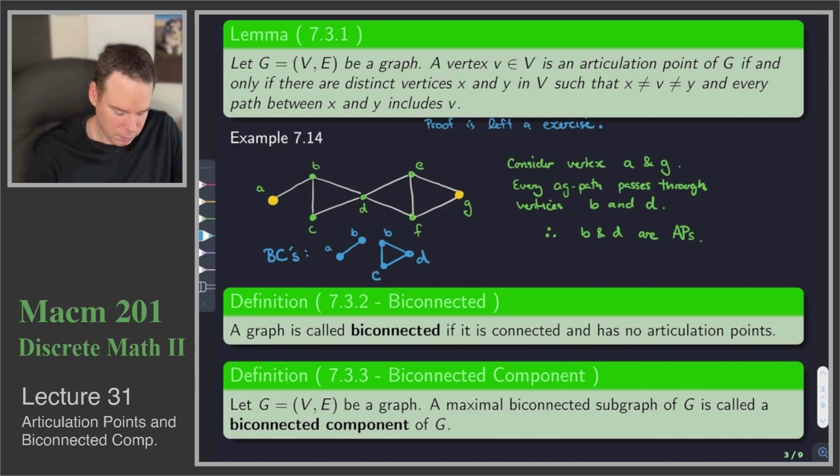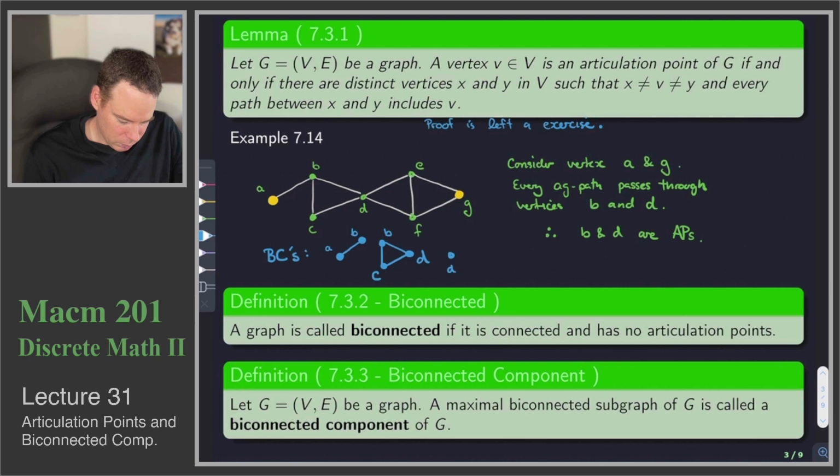Well, I can look at this subgraph, which is just the triangle BCD, and that is biconnected, and it's maximal. I can't add any more vertices from the original graph to this one without introducing articulation points. What else do we have?